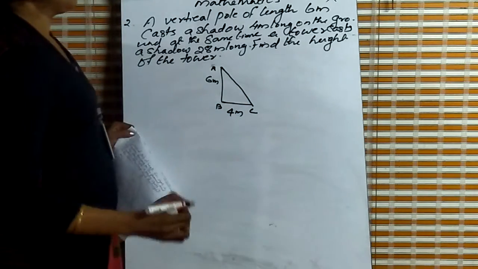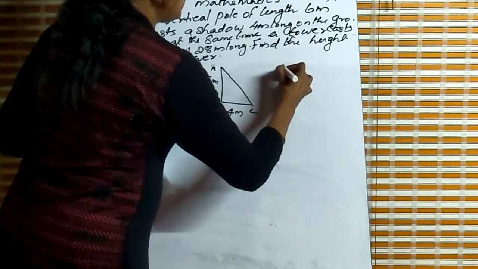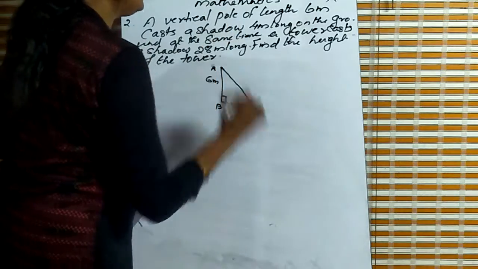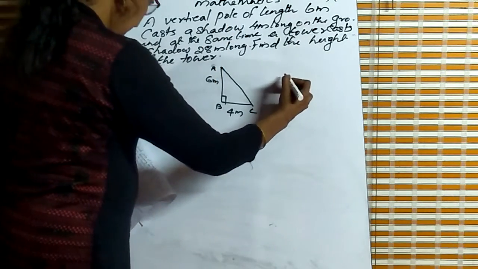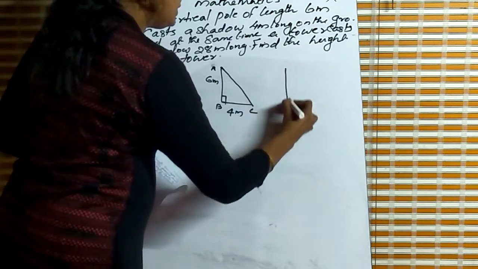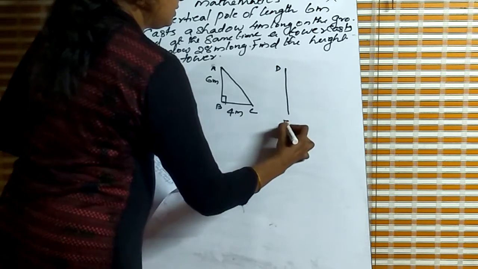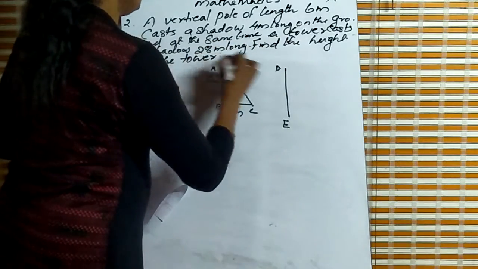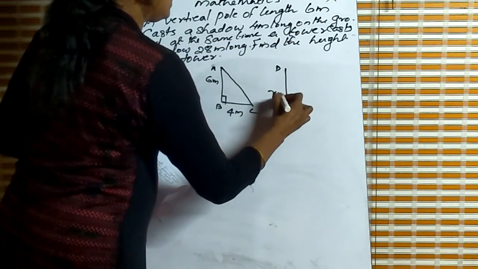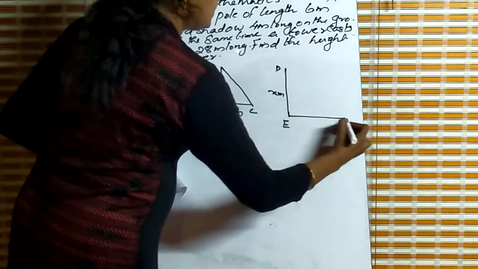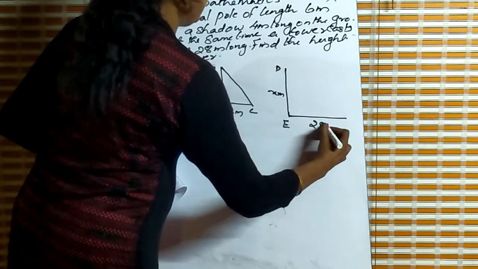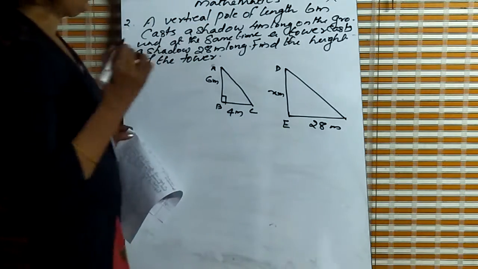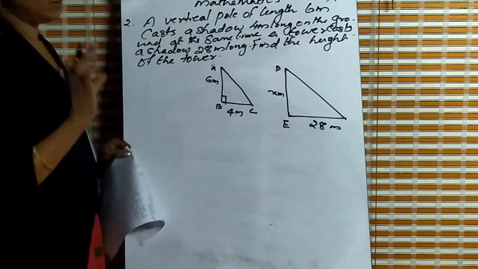This forms a triangle, and here also this vertical means this angle is 90, and at the same time a tower, let DE be the tower. Its length is the tower's height. It casts a shadow, take its length as x meter. It casts a shadow 28 meter long on the ground. Find the height of the tower. Means we have to calculate DE.